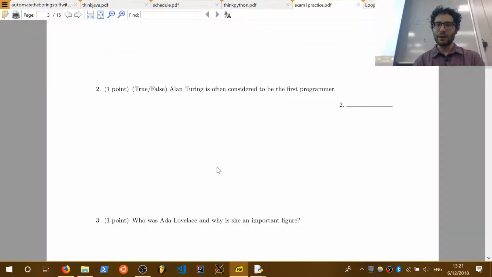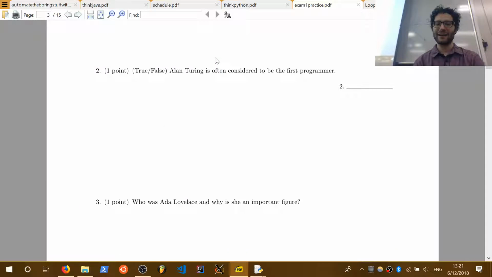So Alan Turing is often considered to be the first programmer. Yeah. False. It's actually question 3. Who is Ada Lovelace, and why is she an important figure? Because she's the first programmer, right? Turing created the mathematical model for the computer. He's considered the father of computer science. He did the first mathematical model for the computer. He didn't build the first computer or anything like that.